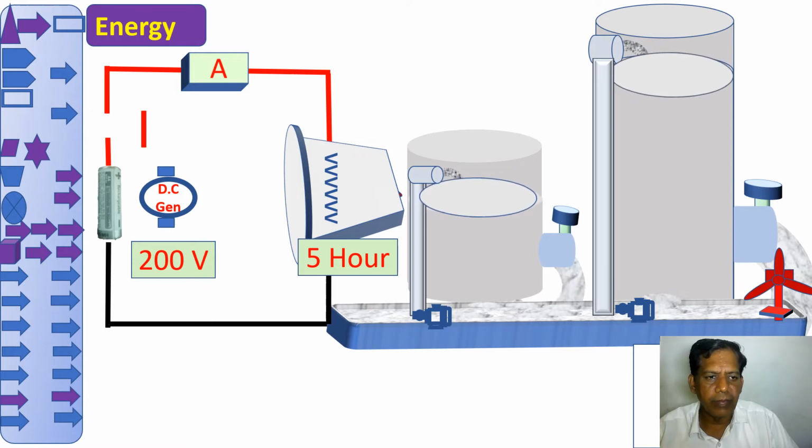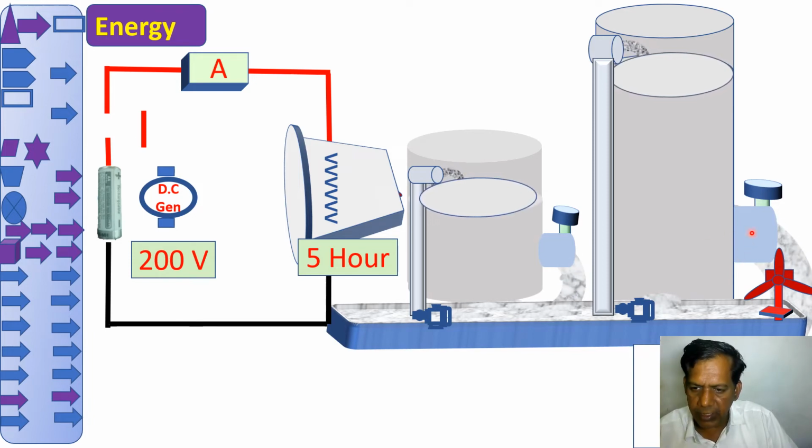If I open this valve, then water flow will be there. The total outcome of this water will depend upon the water pressure and the water flow rate and the duration of the water flow. Similarly, the energy consumed by the lamp shall depend upon this voltage and the current flow through the circuit and the total duration of the hours.